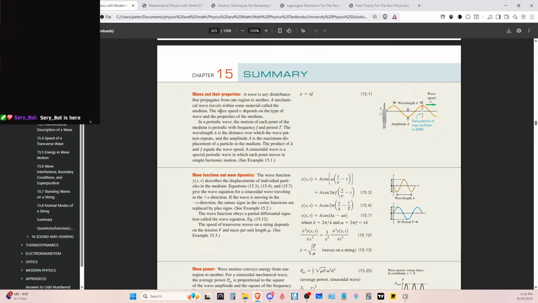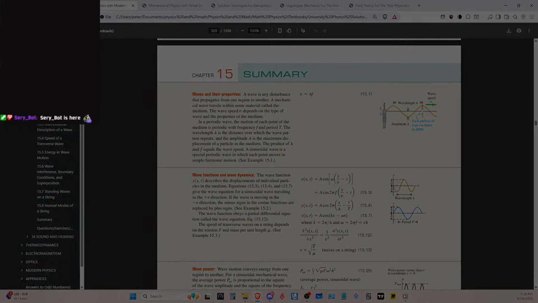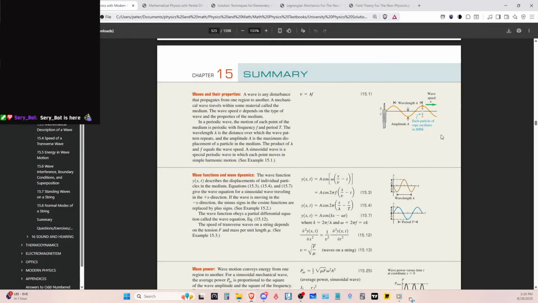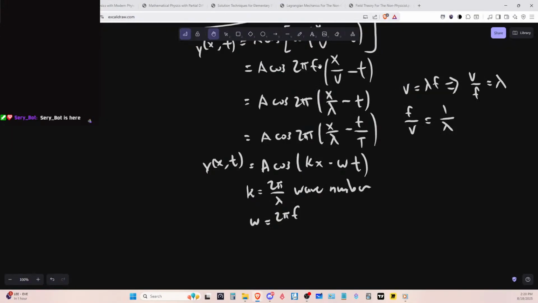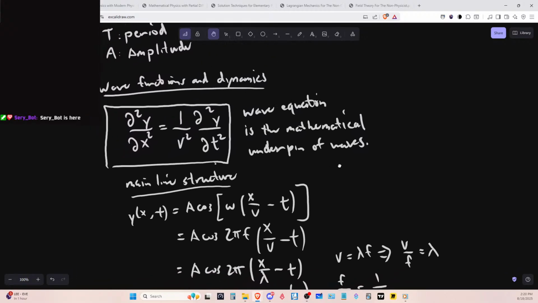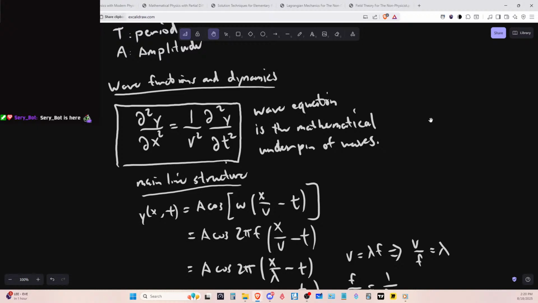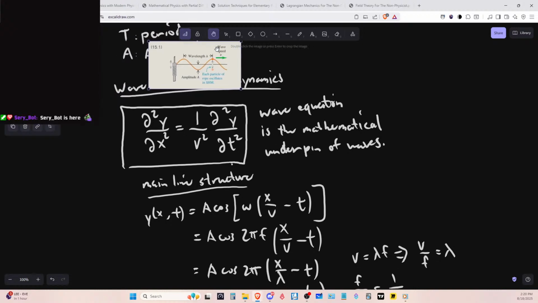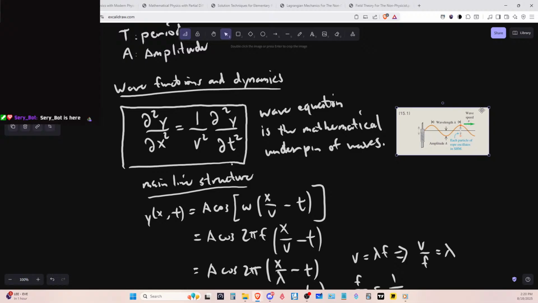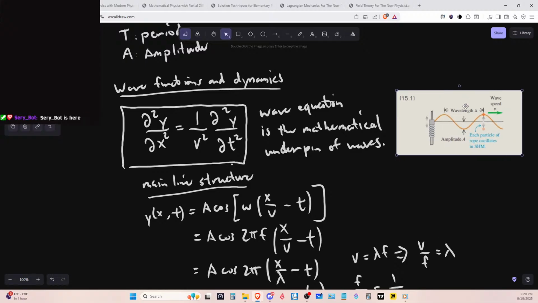So I want to see what they just defined. The motion of each point of the medium is periodic with frequency f and period T. The wavelength is the distance over which, okay. So maybe we should use this picture here to help us out a bit. We can paste it in the first part that we have here. So we can see what a wavelength is and the amplitude. The amplitude is here, the wavelength is here.